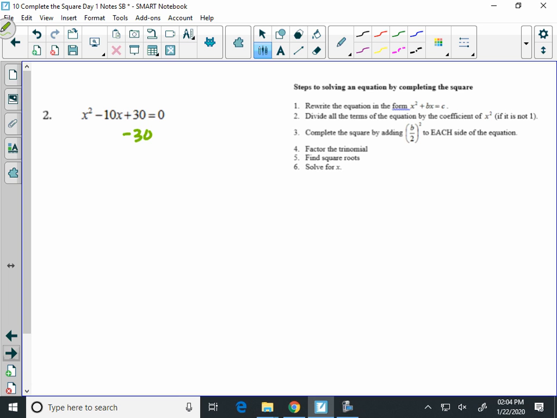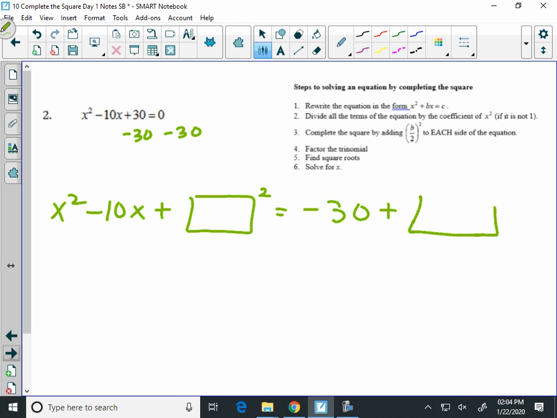Move the 30 over to the other side. So we get x squared minus 10x plus a box, and you could go ahead and even square that box, is equal to negative 30 plus, again, box squared. Squared anyway, so let's do it right. Then we have to fill in those boxes. How do we fill in the box?